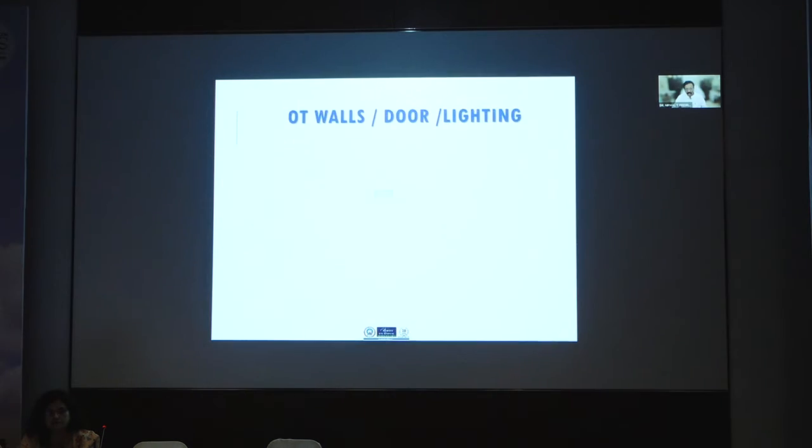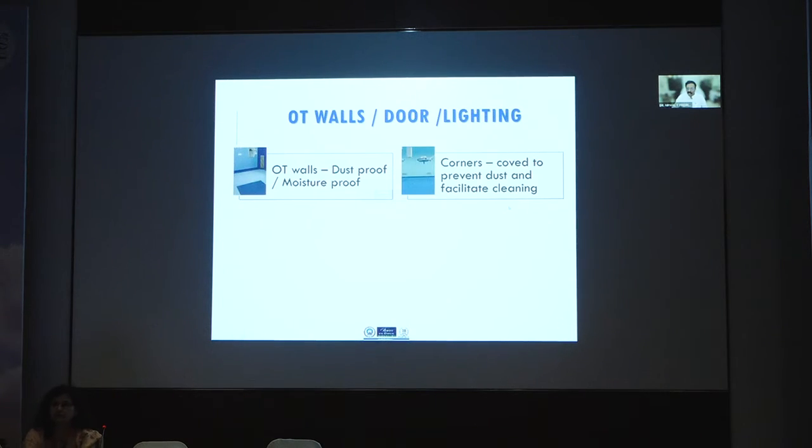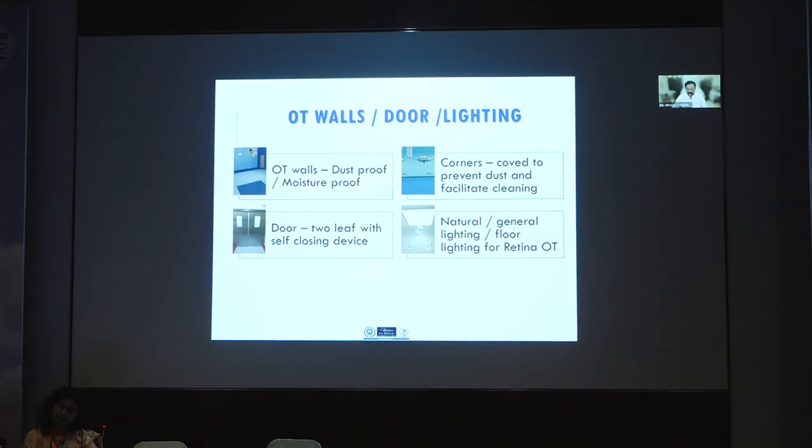So form follows function. And you also need to focus on the OT walls. They should be dust proof or moisture proof. The corners should be coved to prevent dust and facilitate cleaning. The door should be double leaf with self-closing device. You should have facility for natural lighting and floor lighting for retina OT.